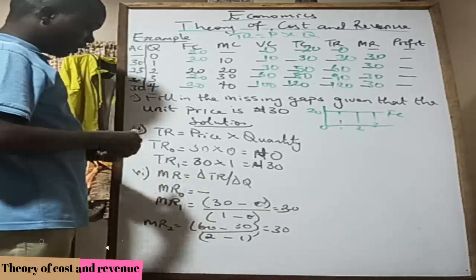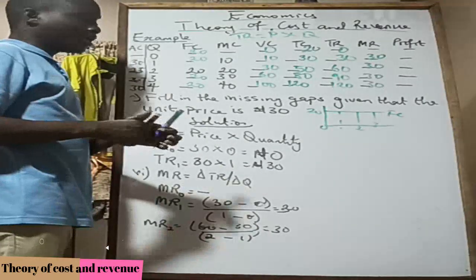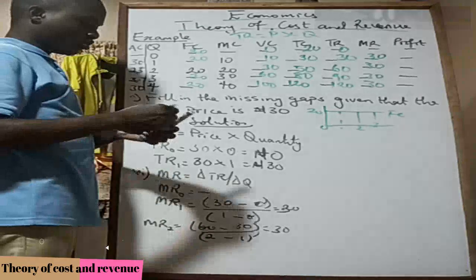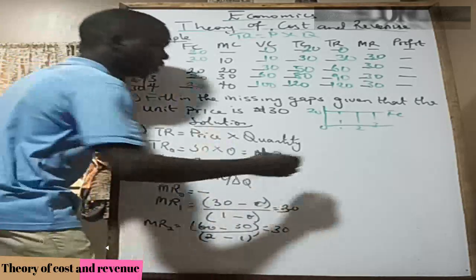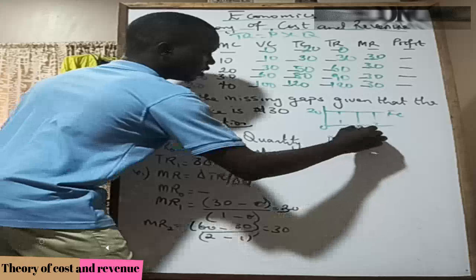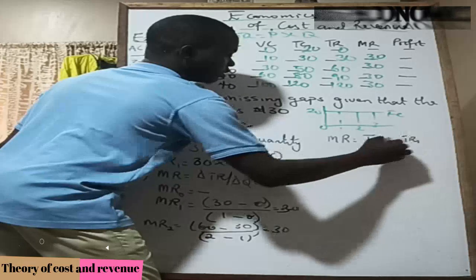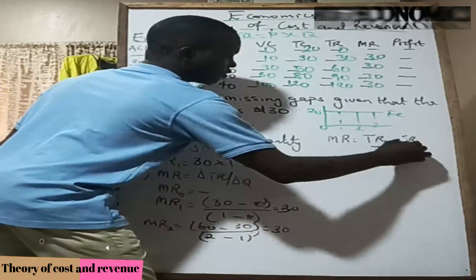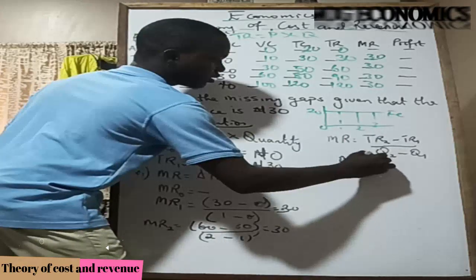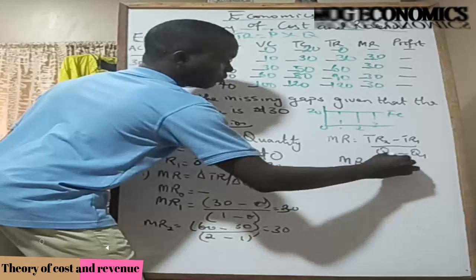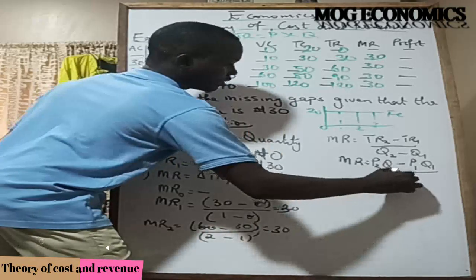I didn't finish it, but it's just going to be like that. So whenever your price is constant, I want you to note that your marginal revenue is going to be equal to your price. Now to quickly show that, marginal revenue is change in TR over change in Q, so that's TR2 minus TR1 divided by Q2 minus Q1, for example. If you expand this, TR2 is the second price multiplied by the second quantity, minus the first price multiplied by the first quantity, divided by Q2 minus Q1.